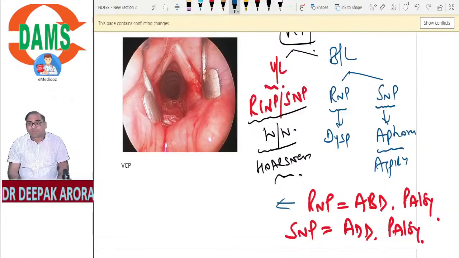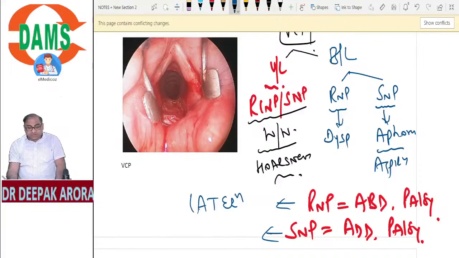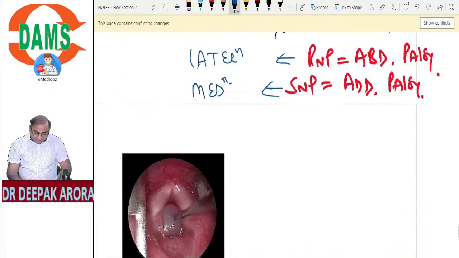What will be the treatment? Treatment will be lateralization. The treatment will be all the procedures of lateralization. While in superior laryngeal nerve palsy, where there is adductor palsy, it will be medialization. It will be all the concepts of medialization. I hope all these concepts are clear. Done. Coming to the next level, what I am showing you.